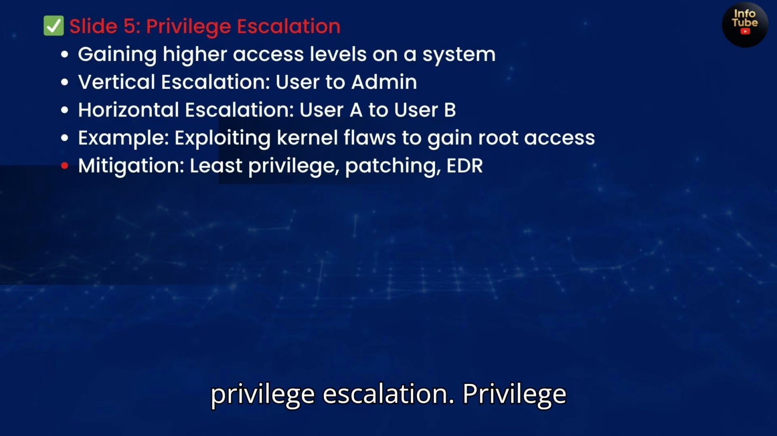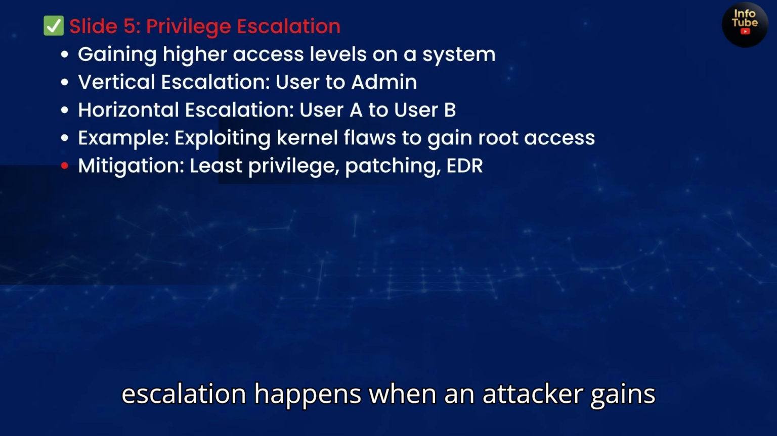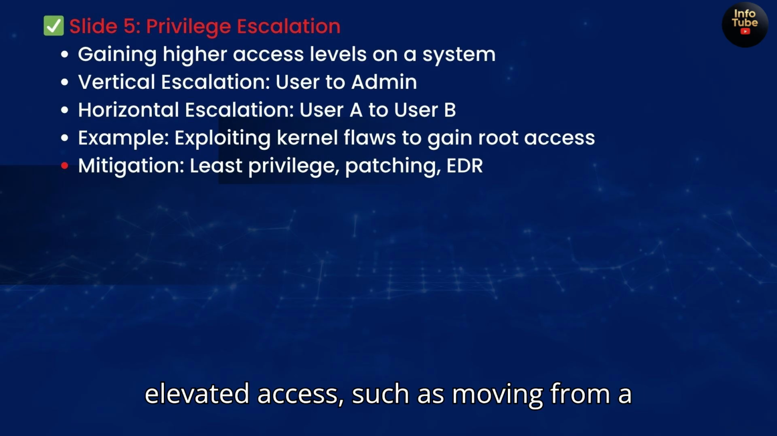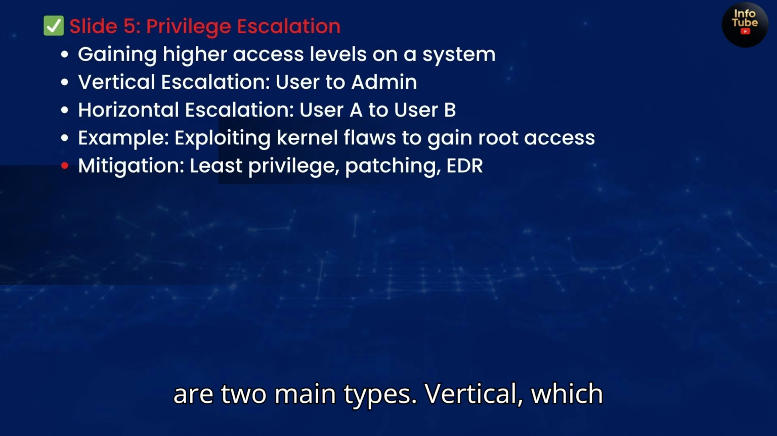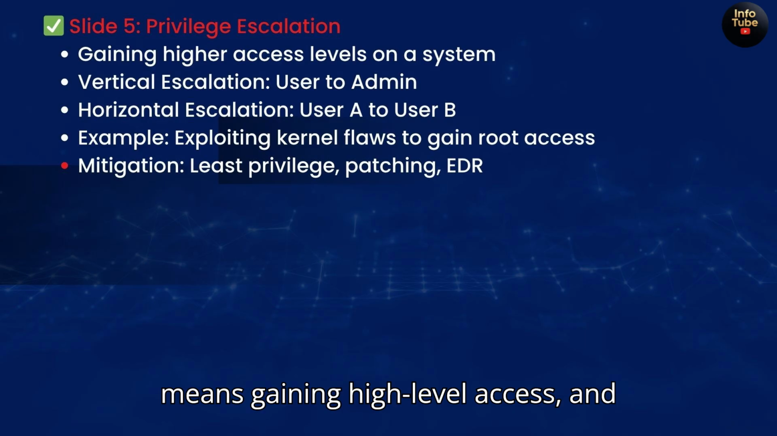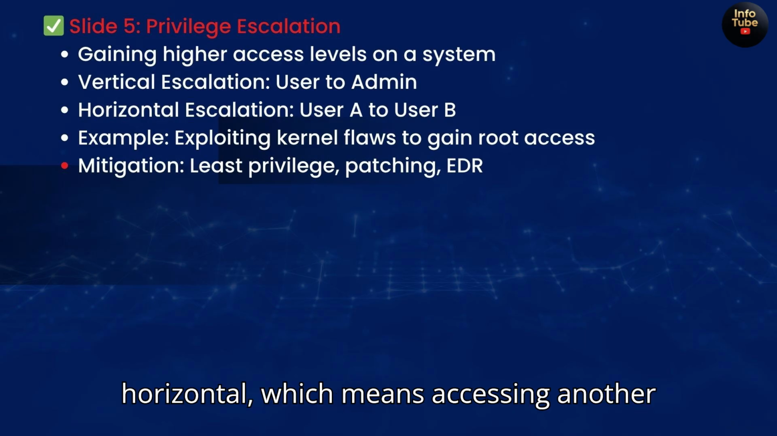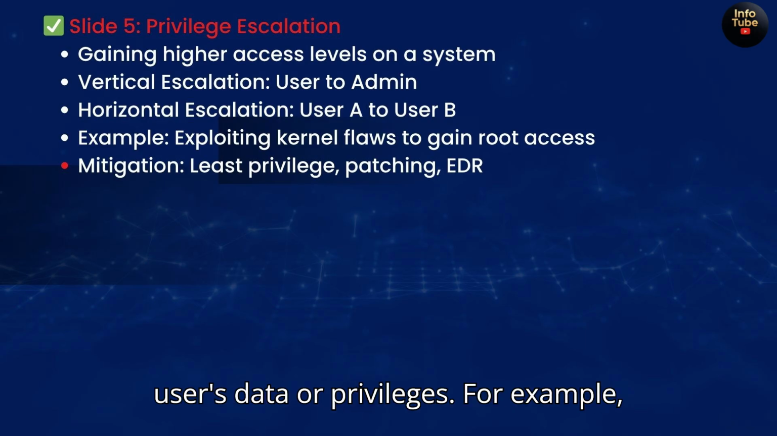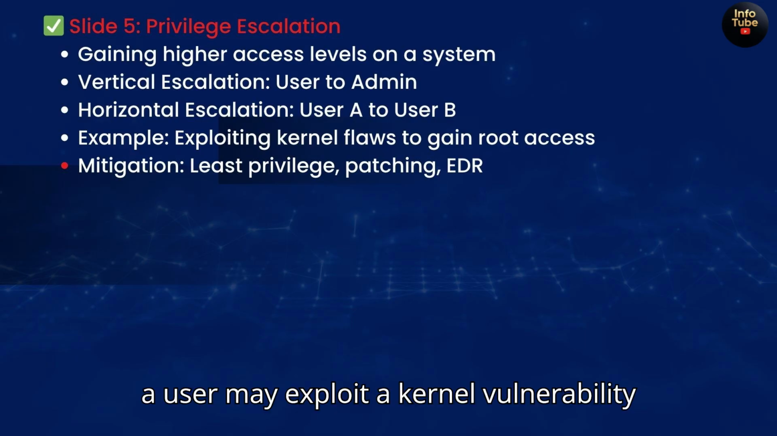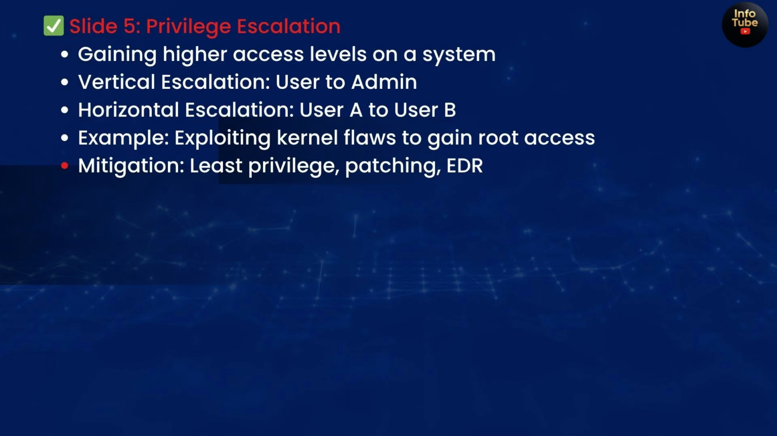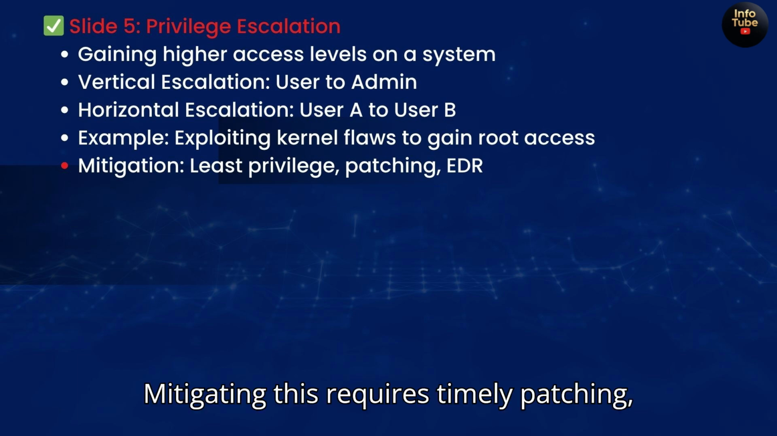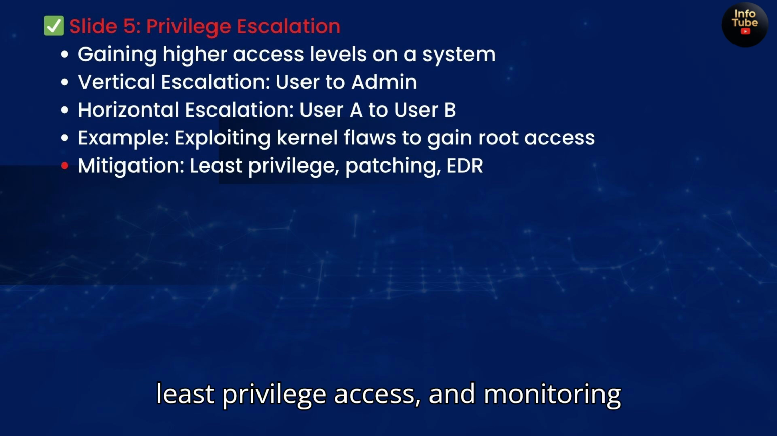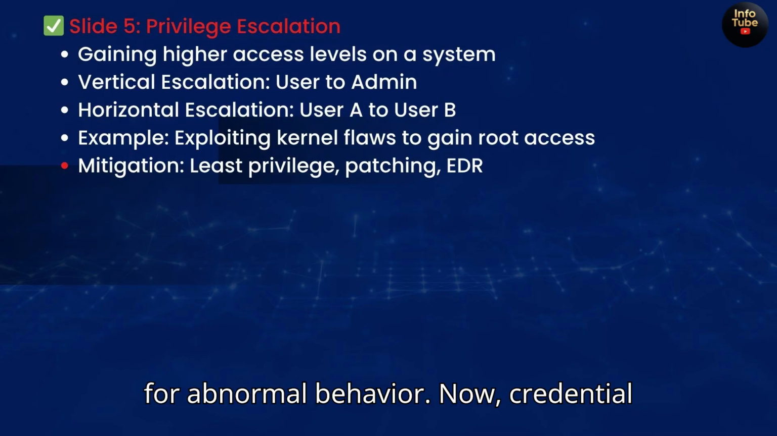Next is privilege escalation. Privilege escalation happens when an attacker gains elevated access, such as moving from a regular user to an administrator. There are two main types: vertical, which means gaining high-level access, and horizontal, which means accessing another user's data or privileges. For example, a user may exploit a kernel vulnerability to gain root access on a Linux server. Mitigating this requires timely patching, least privilege access, and monitoring for abnormal behavior.